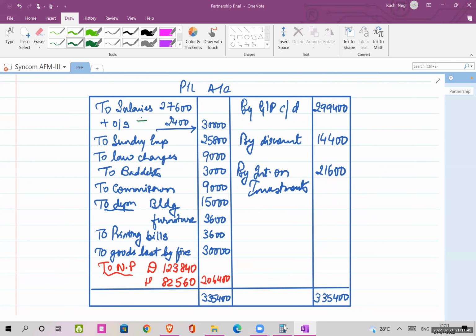So I will add it, outstanding salaries. Sundry expense was in the trial balance, so only one effect. Legal charges was in the trial balance, so one effect. Bad debts. Now the problem is, here the bad debts formula is not applicable. Why? Because bad debts is not in the adjustment. So this bad debts of mine is showing on the P&L debit.